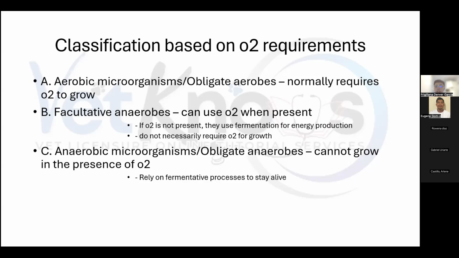Next, we have facultative anaerobes. They can use oxygen when present, and this includes the majority of our bacterial species. If you read our manuals later, you will notice that around, I think, 80 to 85% of the organisms there are facultative anaerobes. The next, anaerobic microorganisms, cannot grow in the presence of oxygen. So, Clostridium.